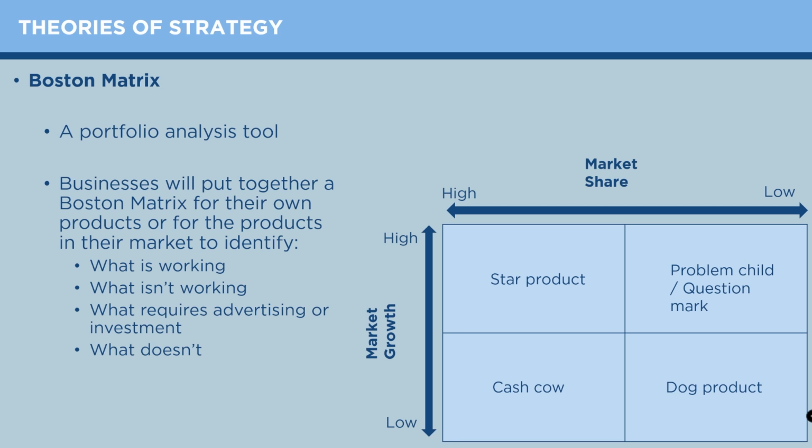The dog products, they're fine as well if you're making a profit. But if they're not making a profit and they're low market share in a low growth market, there's probably not really much point in investing in them. So you would maybe make decisions about what you were going to spend your money on as a business based around what you see in your Boston Matrix.